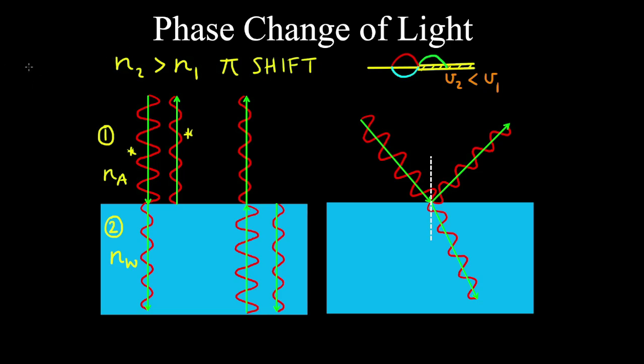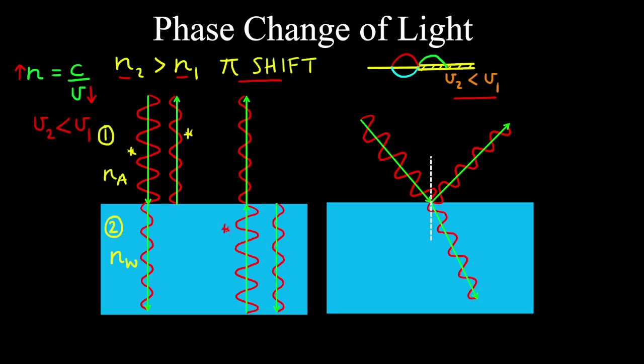So remember, the index of refraction was equal to the speed of light in a vacuum over the speed of light in a given medium. So given the index of refraction of water is larger than that of air, then the speed of light in water is smaller than that in air, which is analogous to this scenario of our string mediums. So that's one way you can remember if a pi shift will occur.